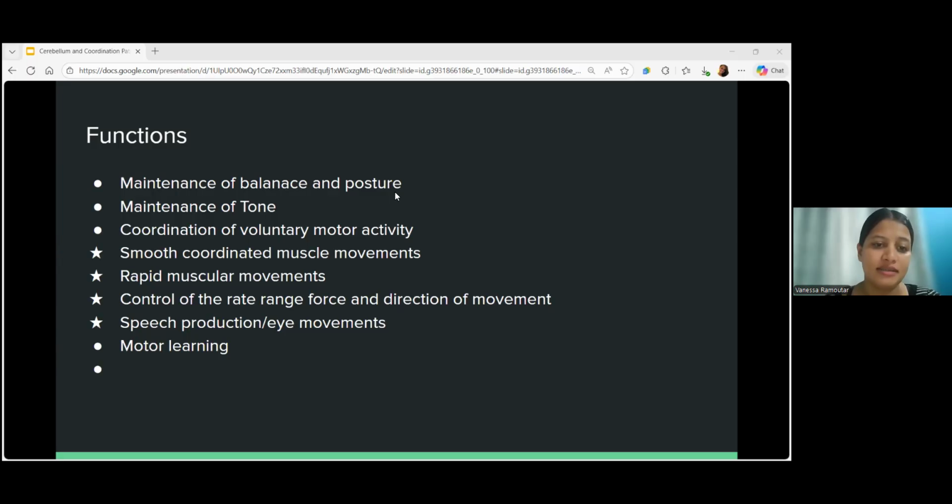Diseases within this system manifest as a triad of motor dysfunctions, which include disequilibrium, that is loss of balance, characterized by gait and truncal ataxia, hypotonia, that is loss of resistance normally offered by muscles on palpation, and dyssynergia. This is loss of coordinated muscle activity.